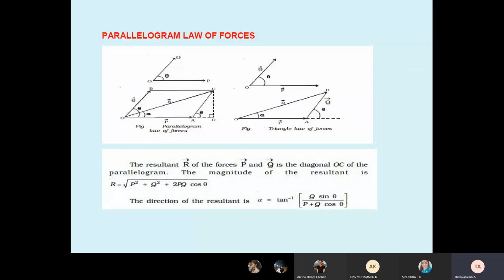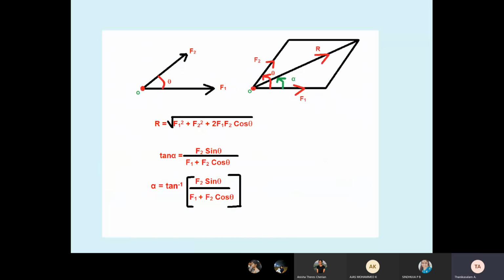Then another important law discussed, the parallelogram law of forces. With only two forces acting on the body, we can find the resultant by a mathematical formula. We know R equals square root of F1 squared plus F2 squared plus 2 F1 F2 cos theta. Theta means the angle between the two forces. If you want the direction alpha of the resultant, then tan alpha equals F2 sin theta divided by F1 plus F2 cos theta.